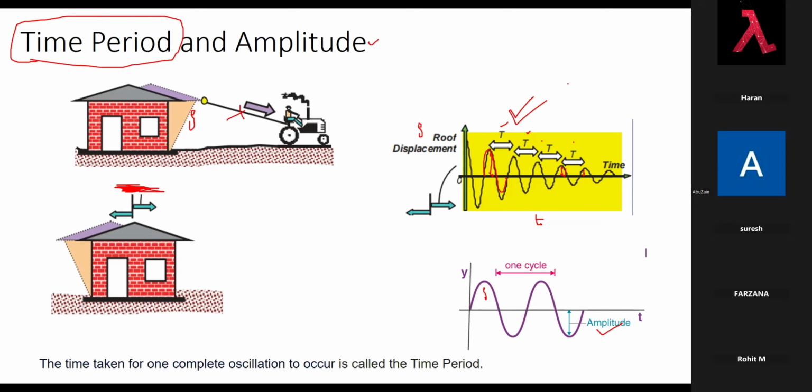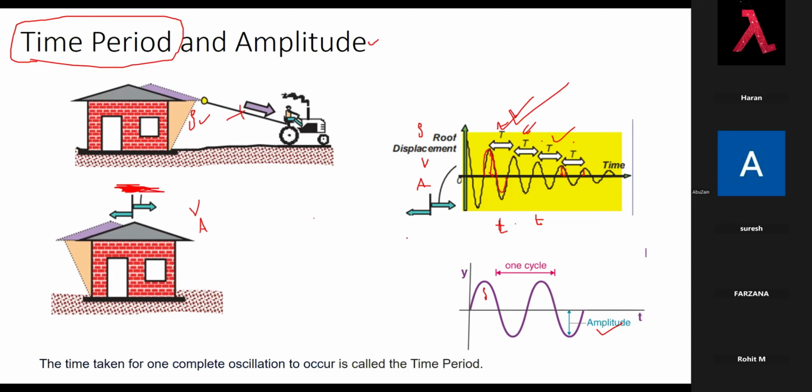Now the same graph we can plot in terms of velocity versus time, and acceleration versus time. Whatever you do, you get the same time period. Time period is not going to change whatever plot you do, because this beam is moving, building is moving, it has a displacement. We can measure the velocity also, we can measure the acceleration also.